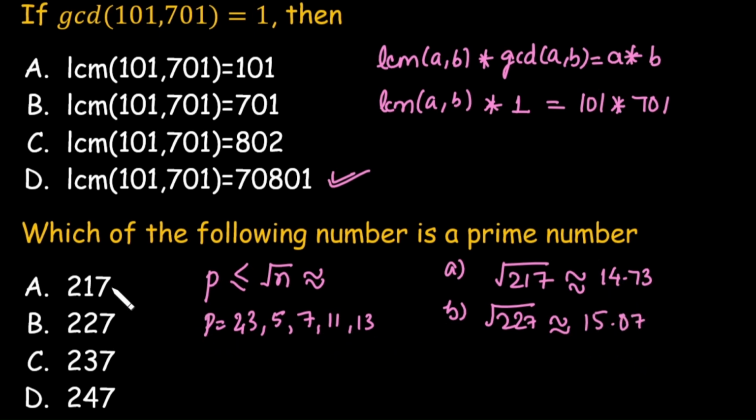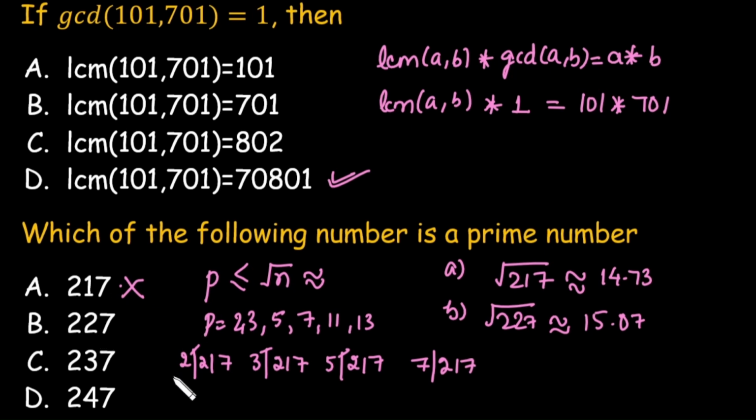Now check whether 2 divides this number. No. Whether 3 divides 217? No. 5 divides 217? No. Whether 7 divides 217? Yes. So hence it is not a prime number. If any one of them divides the given number, that means it is a composite number. So we can discard this option.